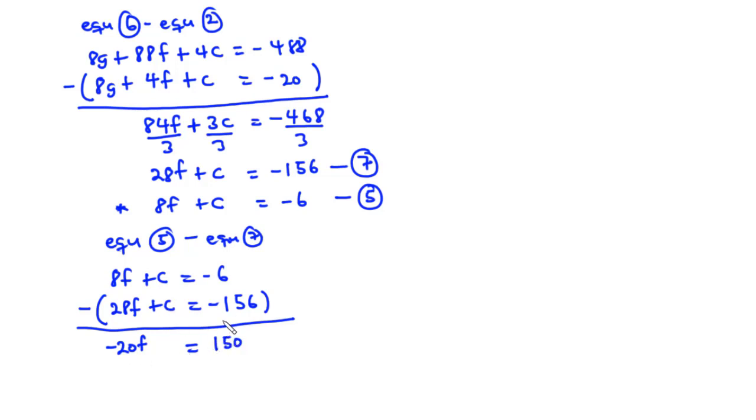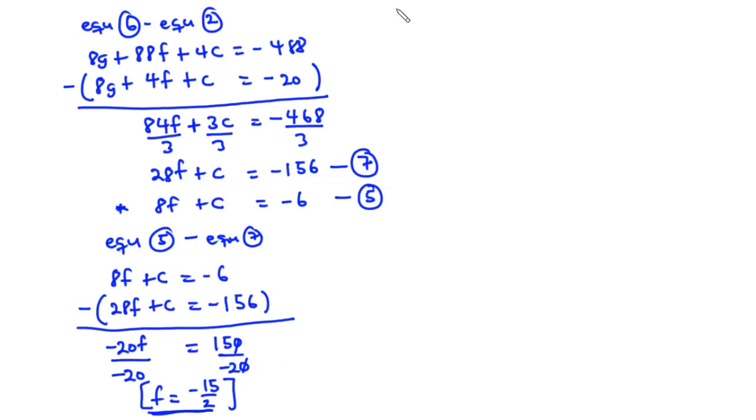Now because we are going to find the value of F, we divide through by negative 20 so that F is equal to negative 15 over 2. So this is the value of F, negative 15 over 2.